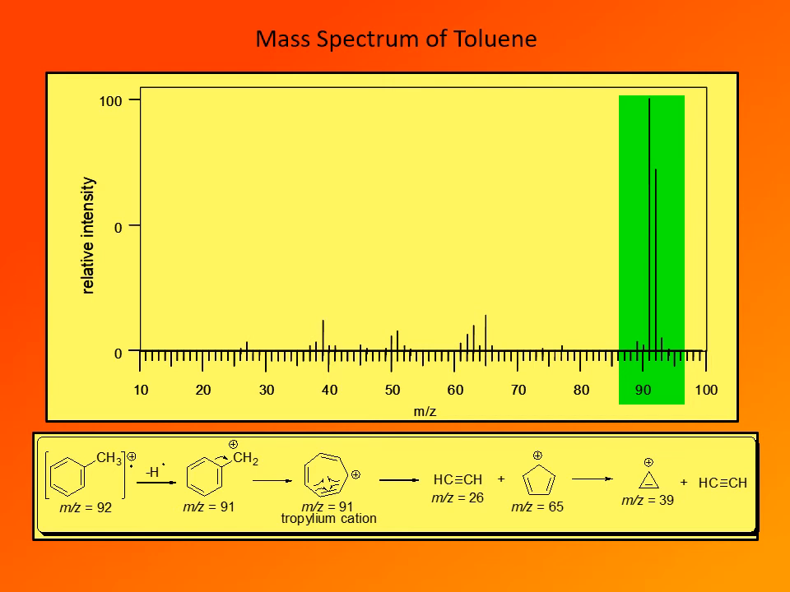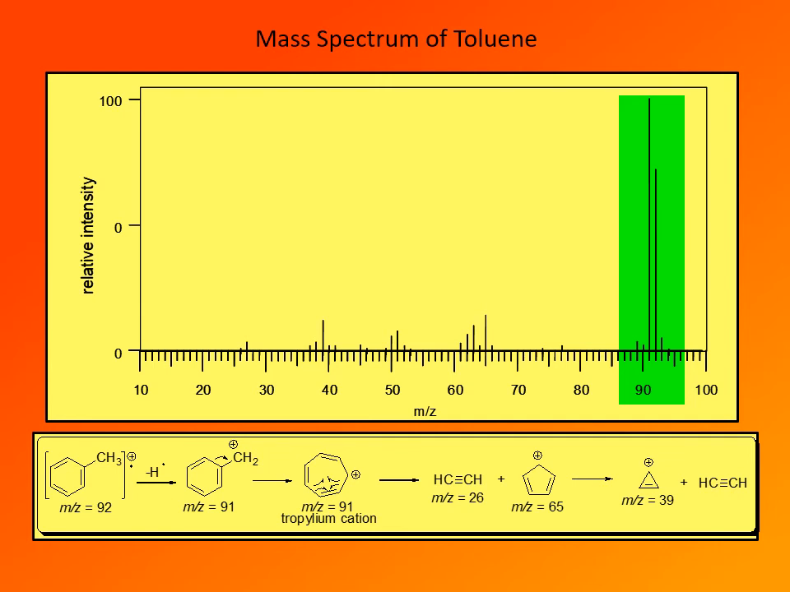There is a small signal at 93, that's M + 1. That's due to the presence of the carbon-13 isotope. So naturally occurring carbon has 1% of carbon-13, so M + 1 and sometimes even M + 2 signals are visible. M + 2, of course, would be due to the presence of 2 carbon-13 atoms in a particular molecule.